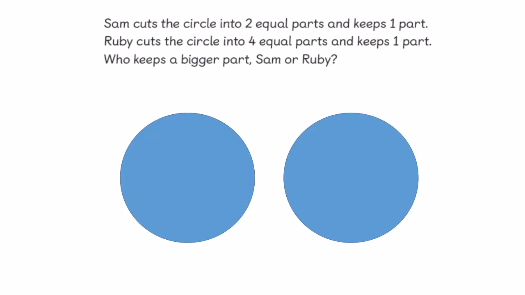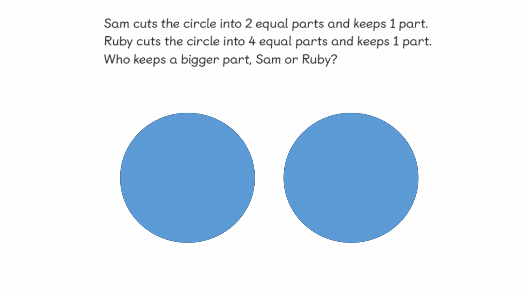Sam cuts his circle into 2 equal parts and keeps 1 part. Ruby cuts her circle into 4 equal parts and keeps 1 part. Who keeps a bigger part, Sam or Ruby?